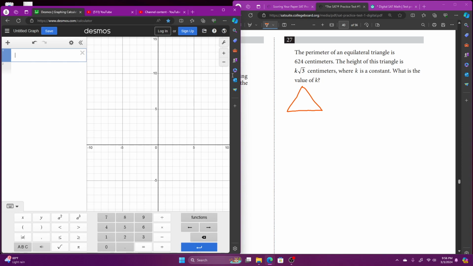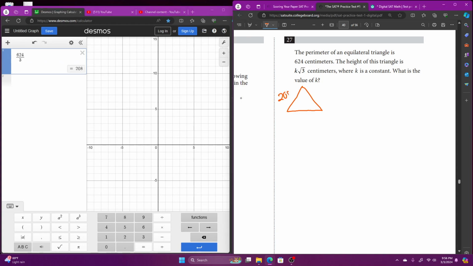Equilateral triangle means all 3 sides are the same. So 624 divided by 3 tells us that each side of the triangle is 208 centimeters. And the height of the triangle is k square root of 3 centimeters. Our height equals k square root of 3. And we want to find out what is the value of k.